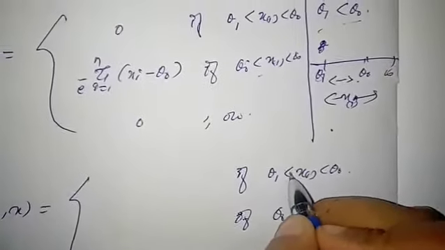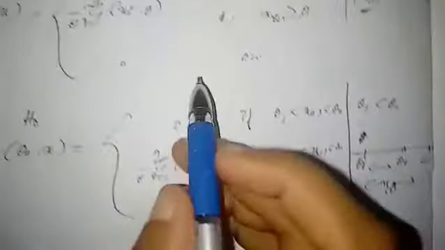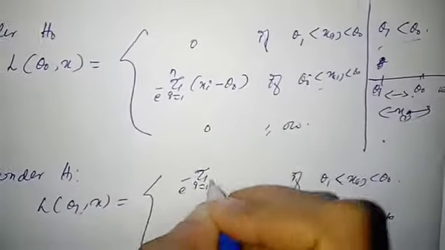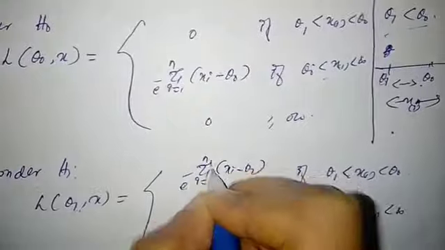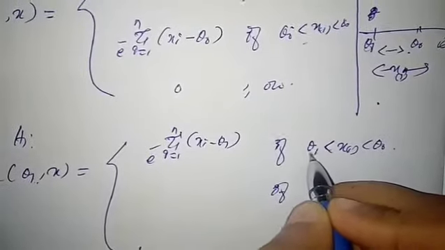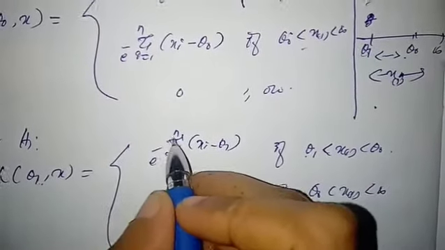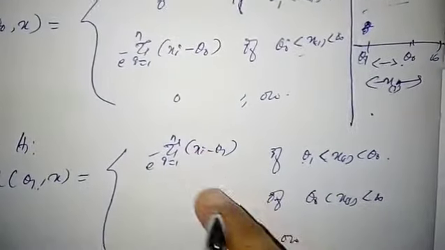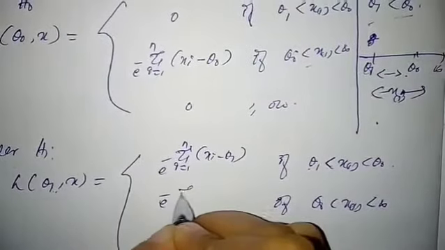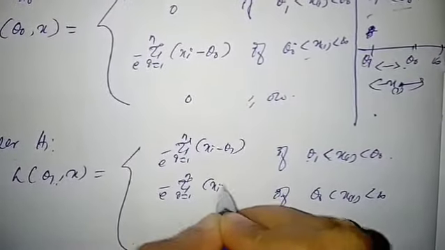So here, for θ1 < x1, let's take the value e^(−Σ_{i=1}^{n}(xi − θ1)). Here also, for θ1 < x1 < θ0, let's take the value e^(−Σ_{i=1}^{n}(xi − θ1)). So in both these two limits it is the same value, that is e^(−Σ_{i=1}^{n}(xi − θ1)), and 0 otherwise.